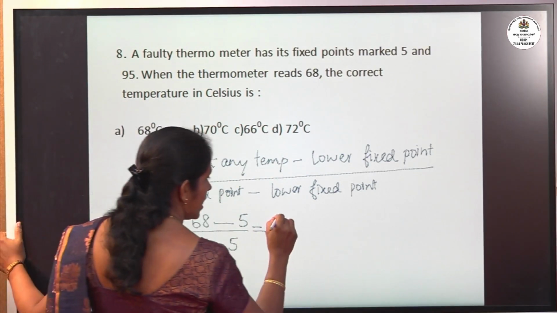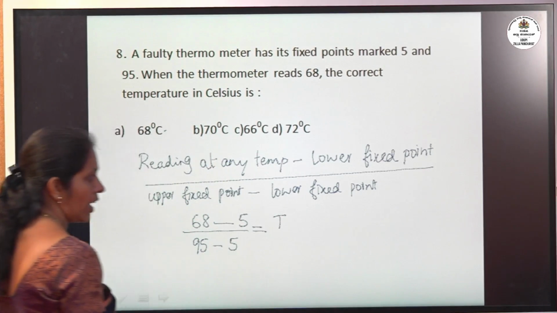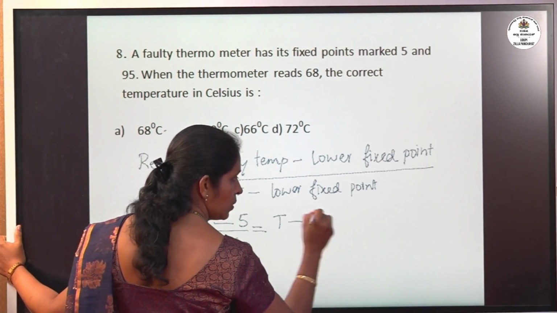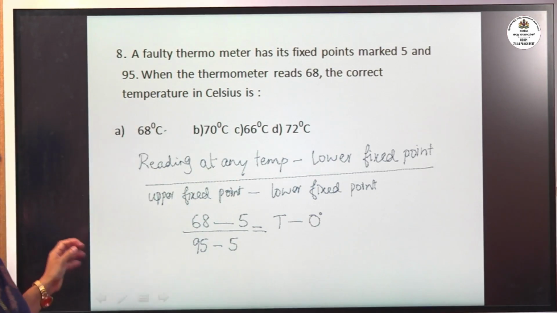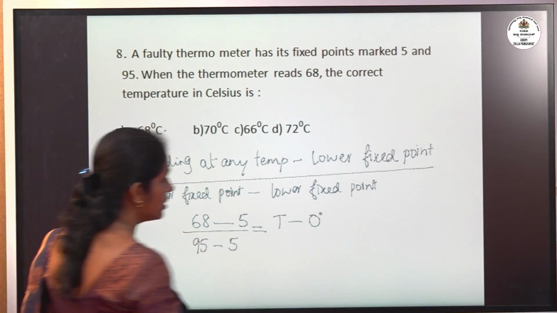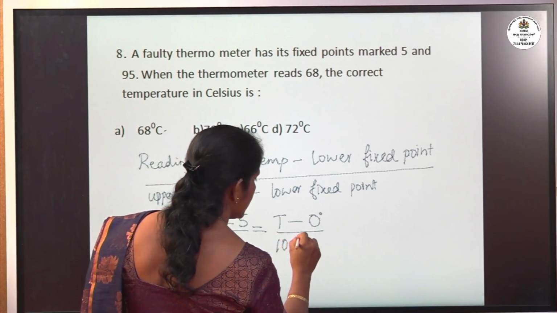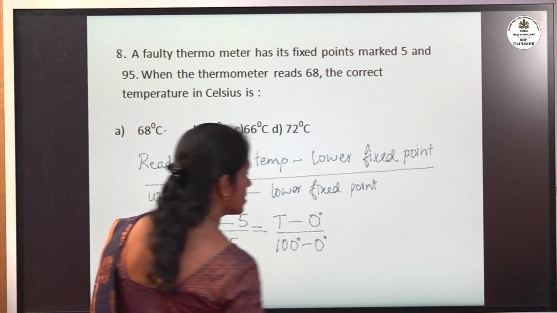For Celsius scale, temperature is not known, we have to convert it, minus lower fixed point, which is the lowest possible temperature in Celsius scale. The thermometer in Celsius has a lower limit of 0 degree Celsius and an upper limit of 100 degree Celsius.